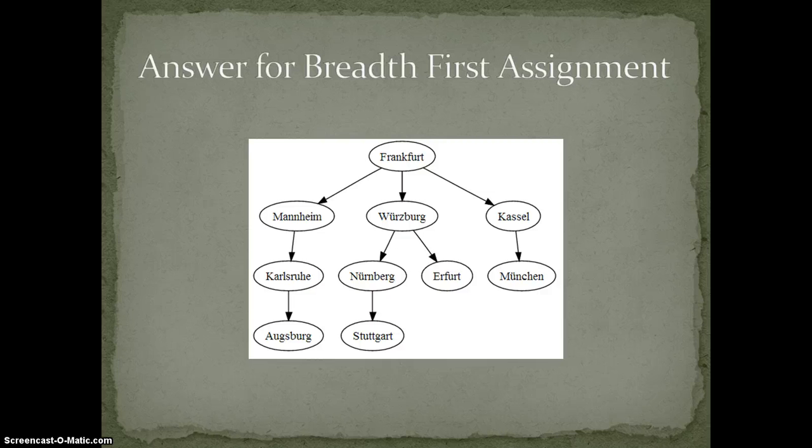Here is the answer to the breadth first assignment that was posted. So how do you go to München? First you search from Mannheim, and then Würzburg, Kassel, Karlsruhe, Nuremberg, Erfurt, and then finally you reach München.